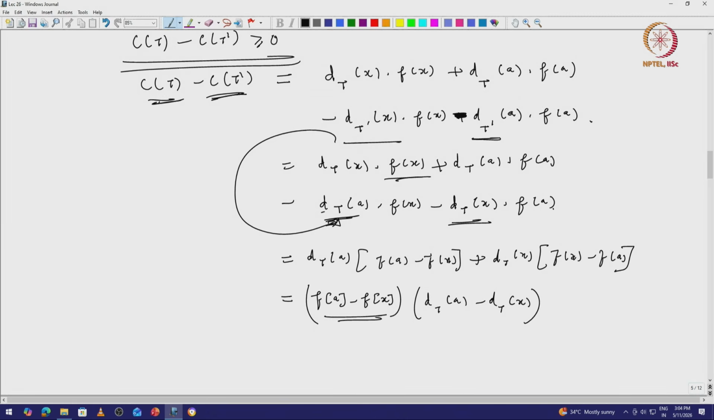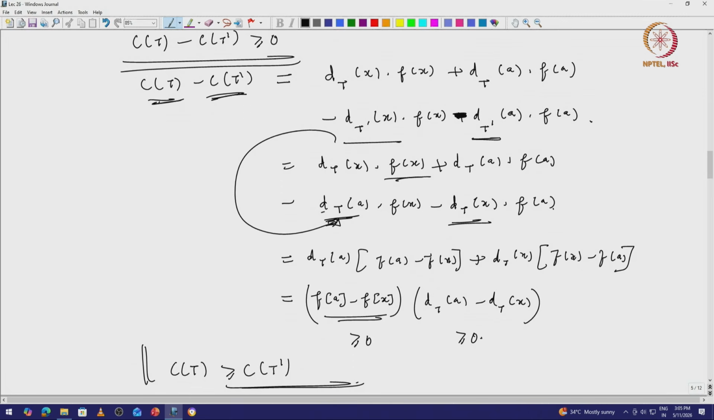x is the one with least frequency, therefore this is greater than or equal to 0. A is the node at the deepest level. Level of x is slightly higher, therefore this also is non-negative, which means C of T is greater than or equal to C of T dash. We have shown that C of T is equal to C of T dash.